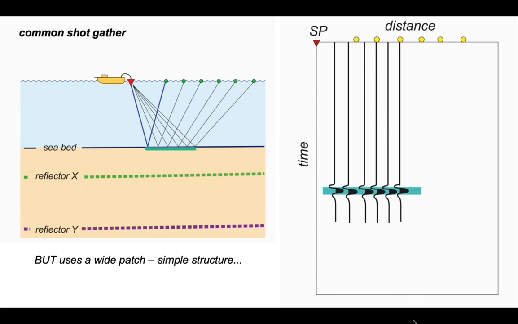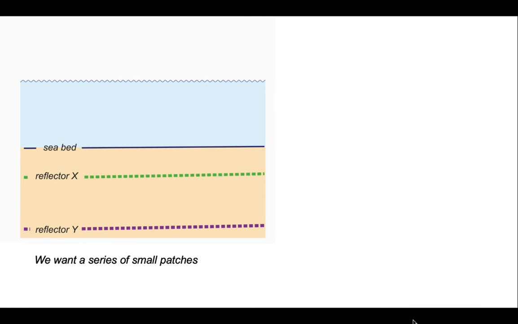However, this approach uses a wide patch of the seabed to make the gather. So clearly the seabed has to have a simple structure, otherwise those reflections would go off in different directions. What we really want to be able to do is to resolve small patches on the seabed or on our reflectors in the subsurface and join these up to define their geometry. So we want to identify small patches.